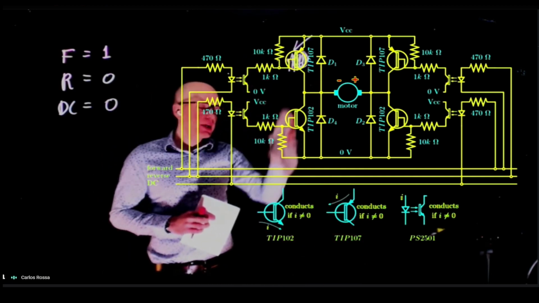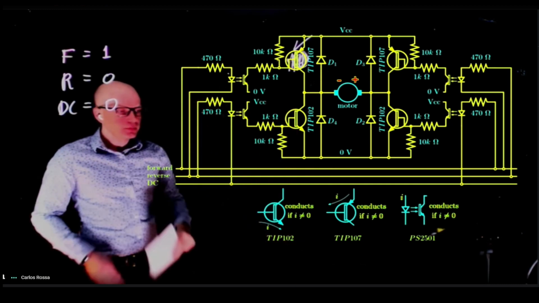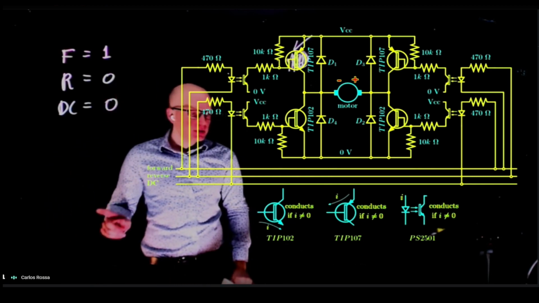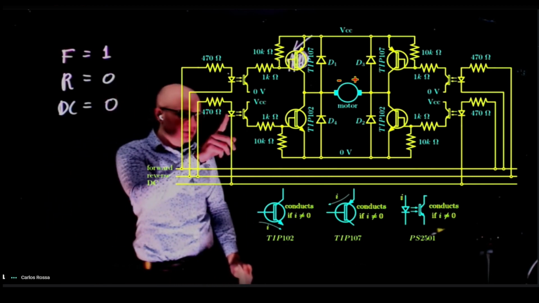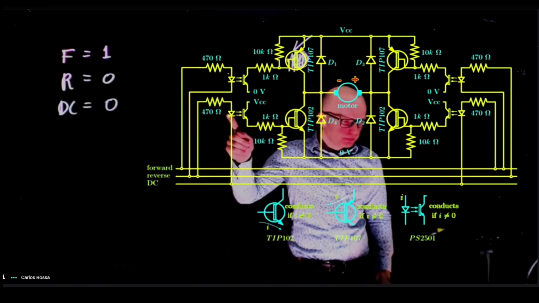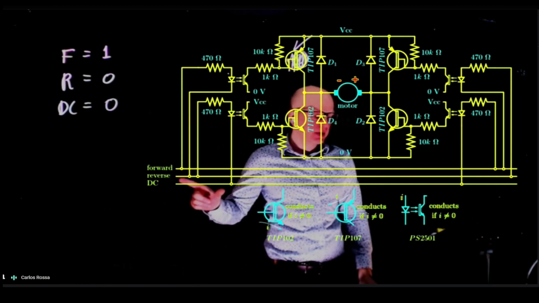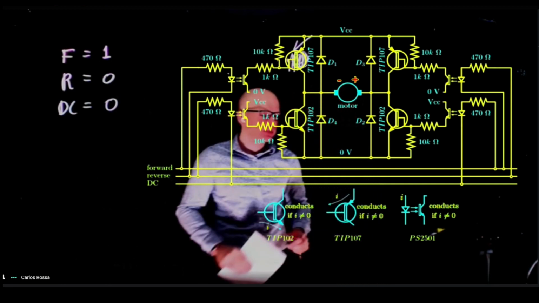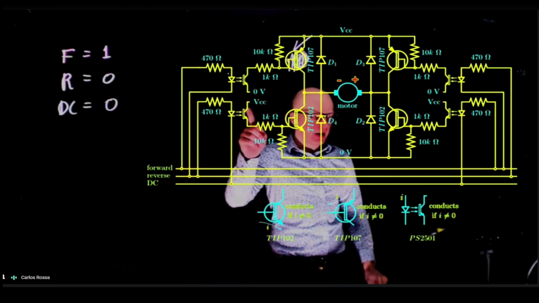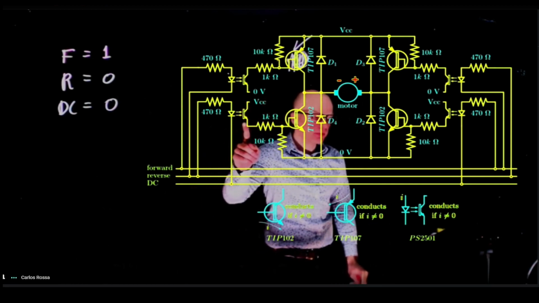All right, so this guy conducts. Let's look at this one here. What is happening to that one? So forward is 1, reverse is 0, DC is 0. Is this guy conducting? Is the optocoupler conducting? Reverse is 0, DC is 0. Both legs are the same potential. It's not. Both legs of this guy here are the same potential. It does not conduct. So this is an open circuit.